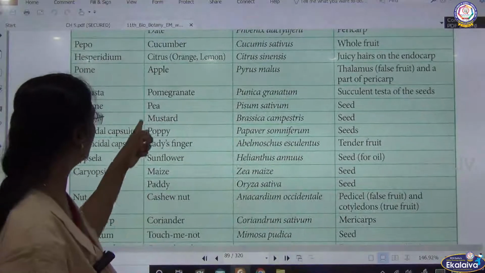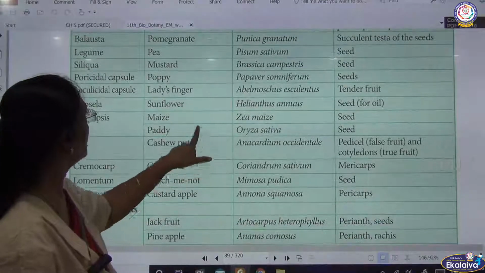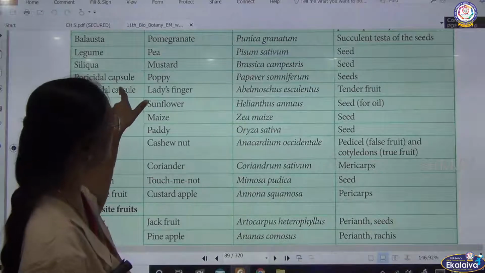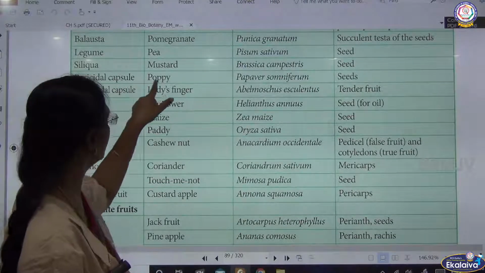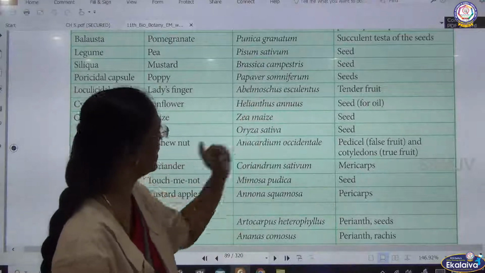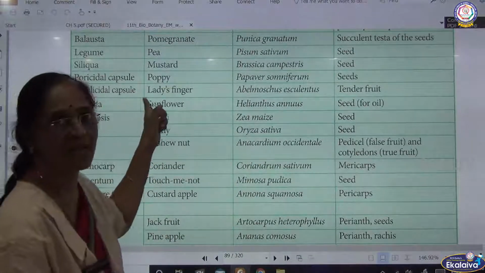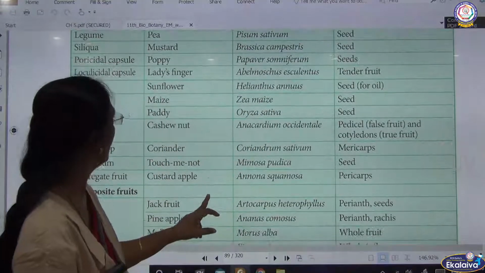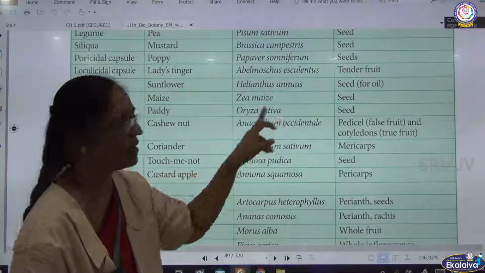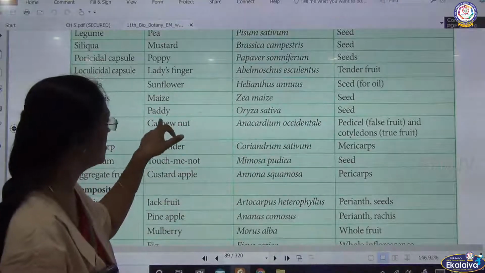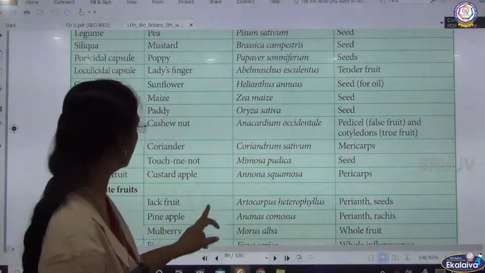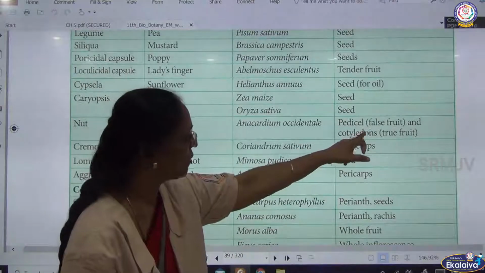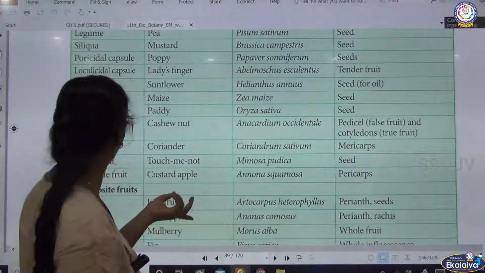And legume, we all know that it is the pea, and Pisum sativum is the name, and the seed is the edible part. And here we will talk about poppy seeds. Poricidal capsule, poppy, Papaver somniferum, it is the seeds. Loculicidal capsule, lady's finger, Abelmoschus esculentus, the tender fruit. And sunflower, Helianthus annuus, the seed. Maize, paddy is Oryza sativa, the seed. Cashew nut, it is a false fruit again here. The pedicel is the false fruit, and the cotyledons are the true fruit.